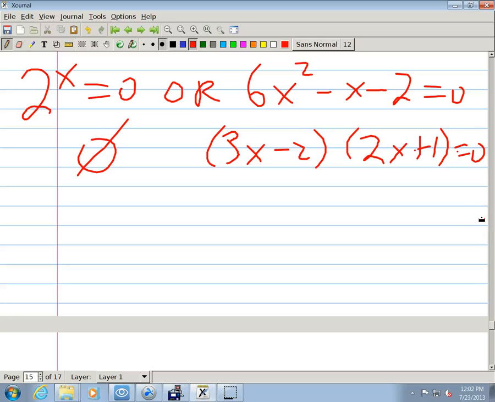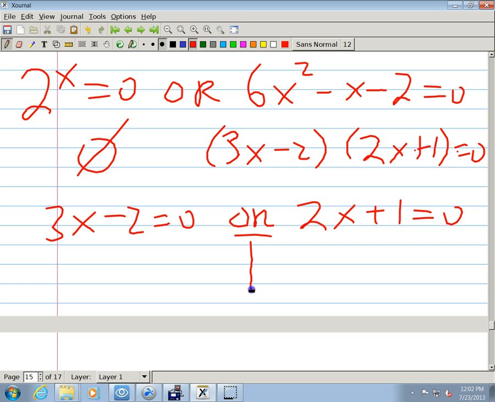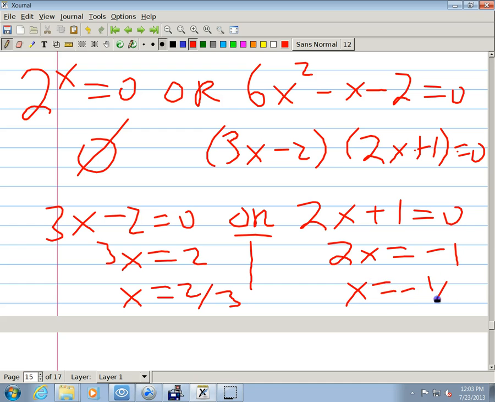All right, so we got 3x minus 2 equals 0, or 2x plus 1 equals 0. So what do you do to the 2? You add it. So 3x equals 2. What do you do with the 3? So x is 2/3. Okay. Over here, what do you do with the 1? Subtract it. 2x equals negative 1. And what do you do with the 2? So x equals negative 1/2.